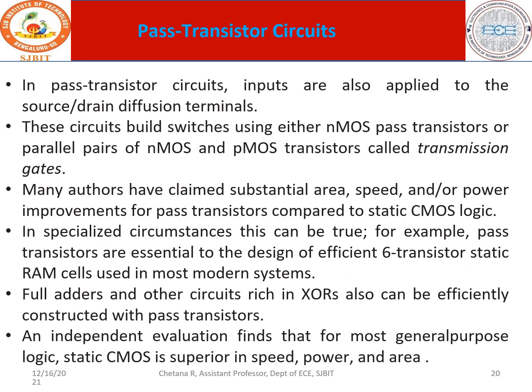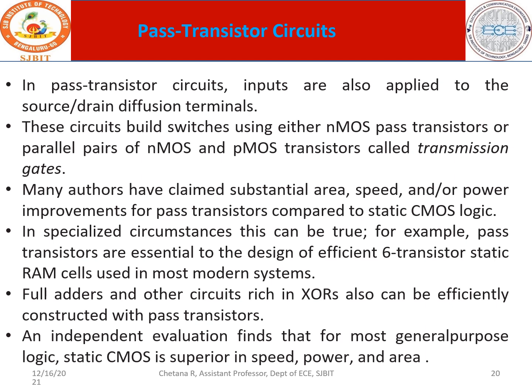Now we have the pass transistor circuits, which have already been discussed. In pass transistor circuits, inputs are applied to the source and drain. Normally the gate would be the input terminal, but here in pass transistor the inputs are given to the source or the drain, and subsequently the output is also collected either at the source or the drain. These circuits build switches either using an NMOS pass transistor or parallel pairs. If you use NMOS and PMOS in parallel, it gives rise to a transmission gate. If it is used alone as NMOS or PMOS, it gives a pass transistor.